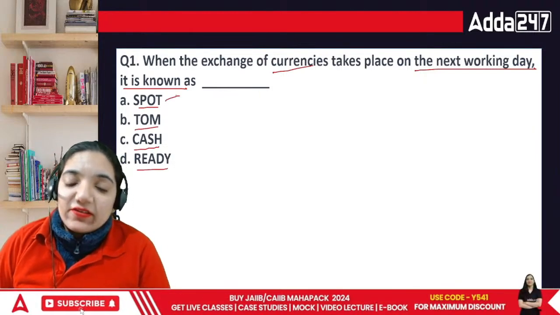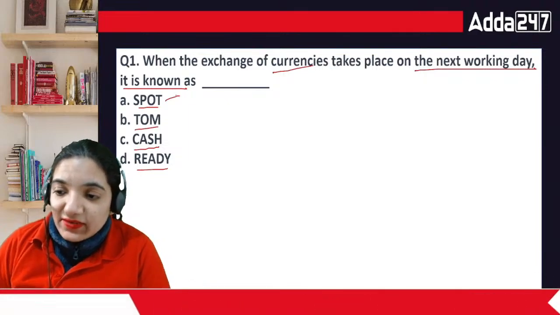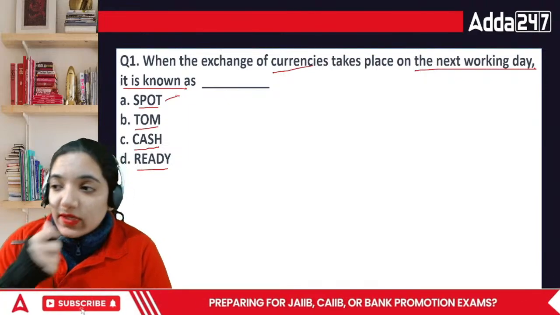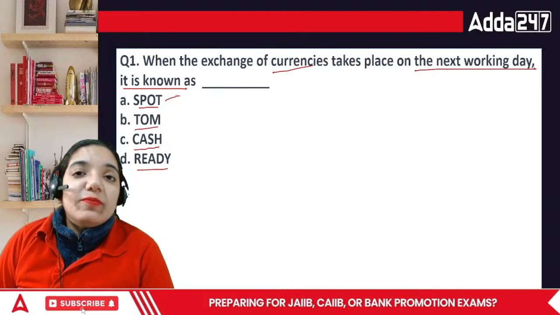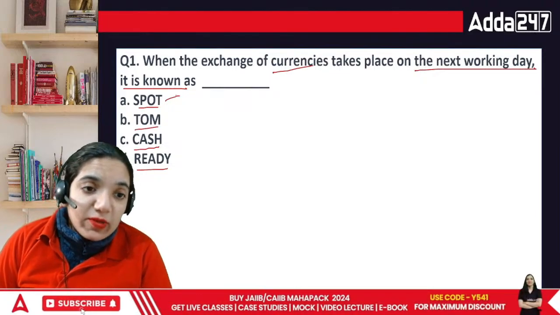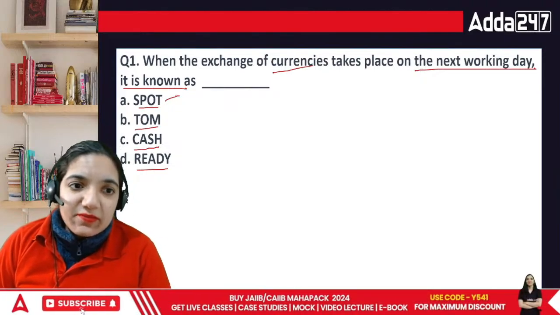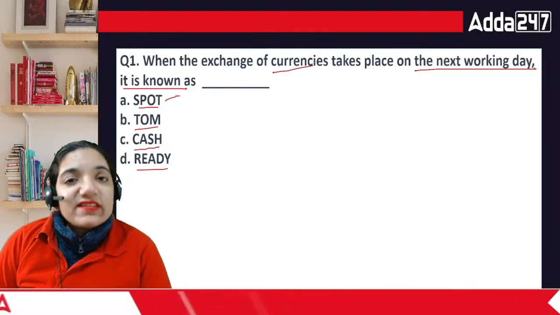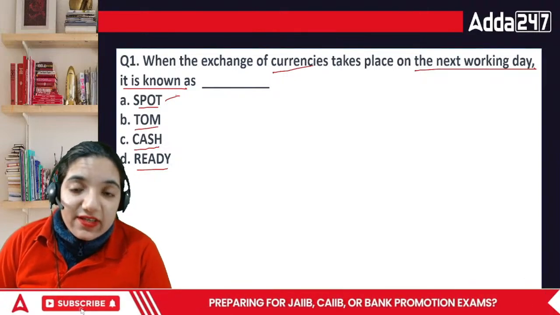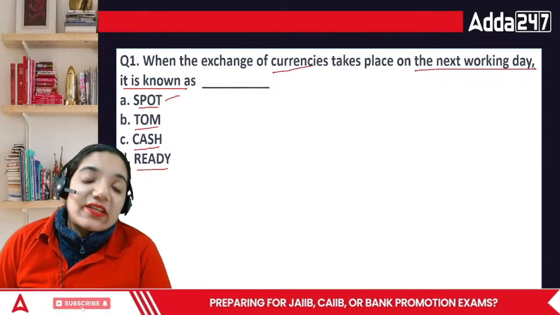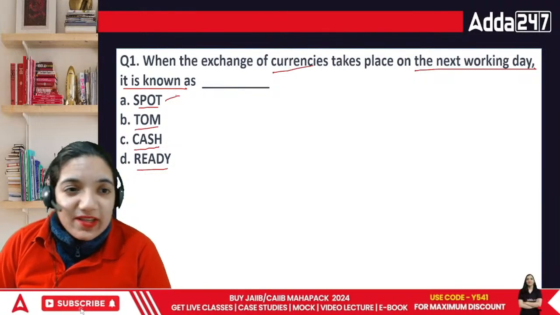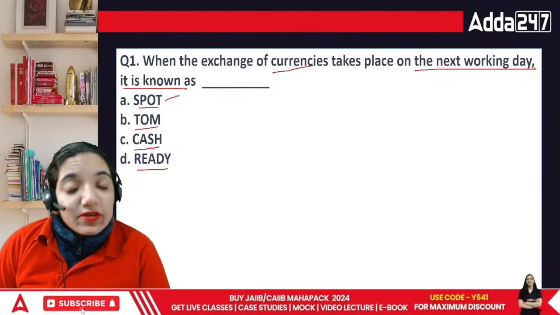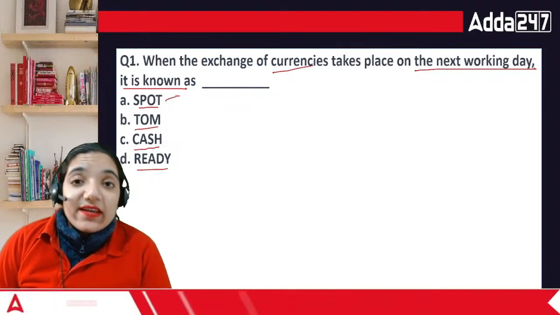Spot is the current rate, the price that you can buy it right away. Tomorrow is if you decide to buy the particular units, not today but tomorrow. Cash and ready are some terms which they have just stated. This is a question from the IIBF book itself. So what's the correct answer? When the exchange of currencies takes place on the next morning. We're not doing it today. If we are talking about the transaction today itself, then it is spot.